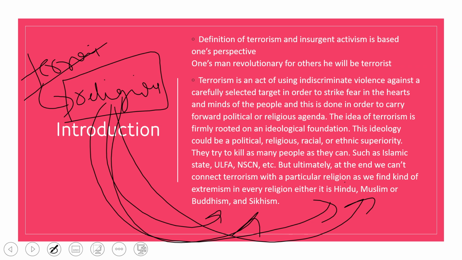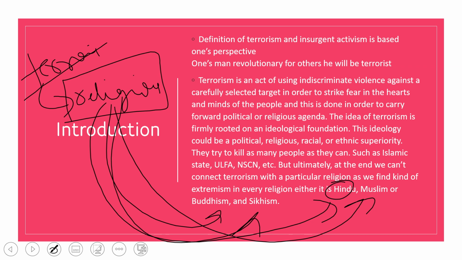They want to spread their religion. If extremism is connected with Hindus, they will try to make everybody follow the same path: nobody should eat cow, nobody should kill cow. Muslims, if extremism is attached, will want to spread Islam as much as they can. Buddhists will have the same perspective, and Sikhs will have the same perspective.